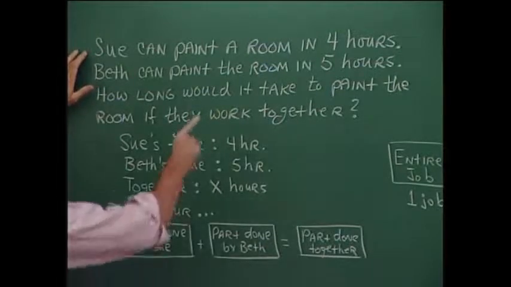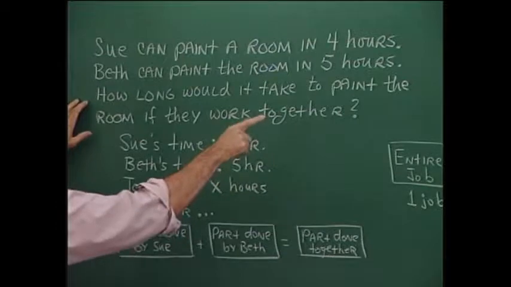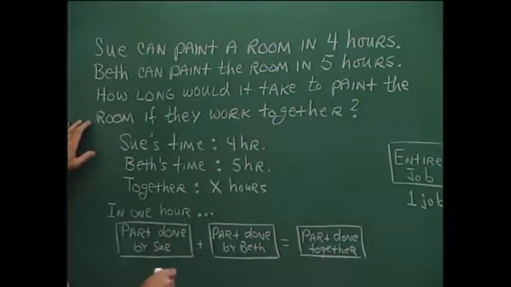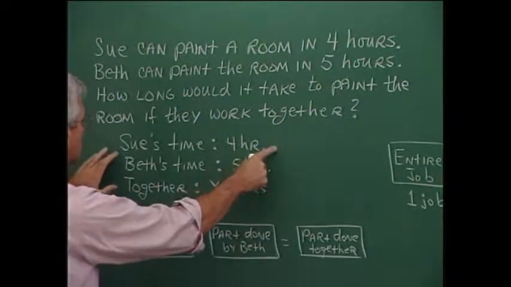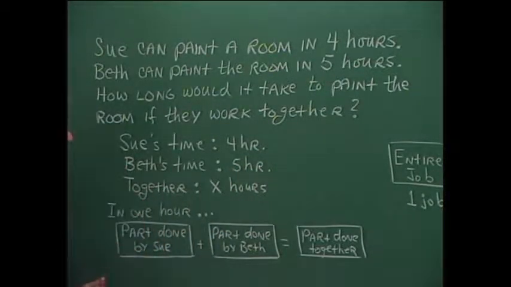This one says Sue can paint a room in 4 hours, Beth can paint the same room in 5 hours. How long would it take to paint the room if they worked together? Now, Sue's time is 4 hours, Beth's time is 5 hours, and we're going to say that the together time is x number of hours.